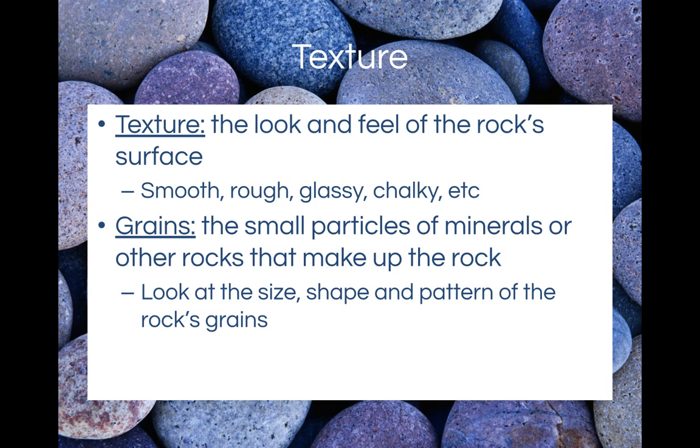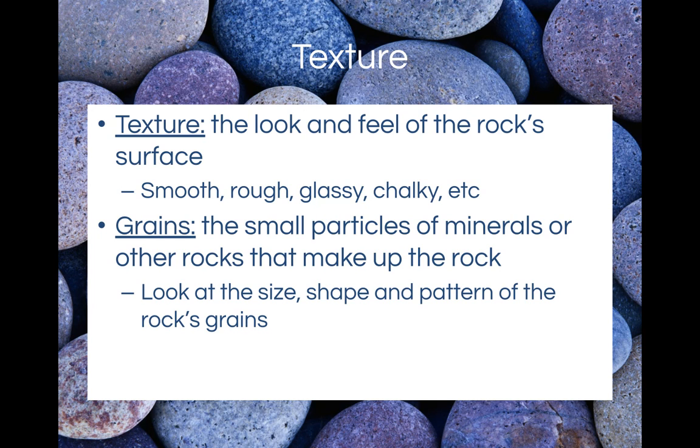So when we use the word texture in identifying a rock, we're really looking at the look and the feel of the rock's surface. So there are rocks that are completely smooth. Some of them are rough and bumpy, as if they're made up of other little rocks.